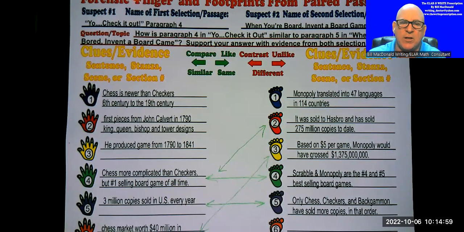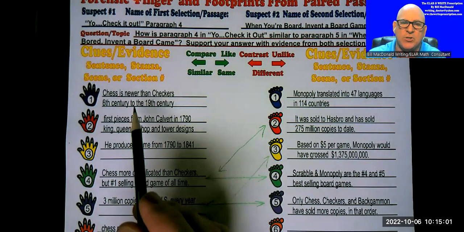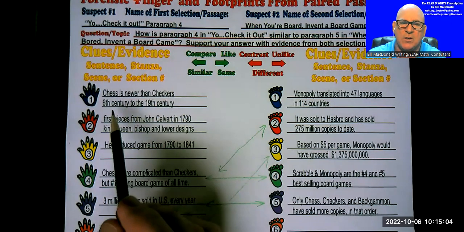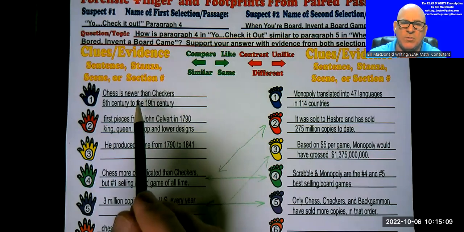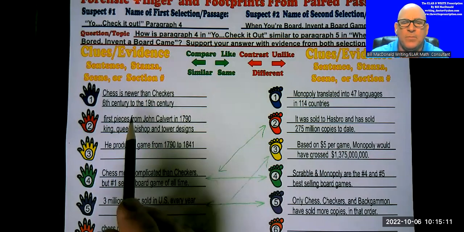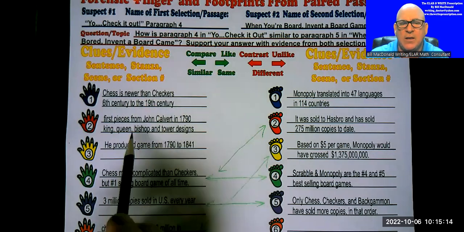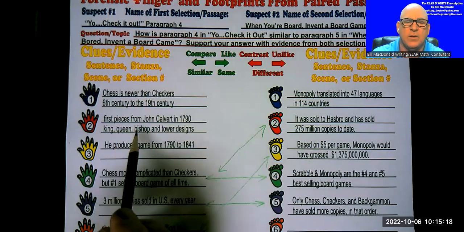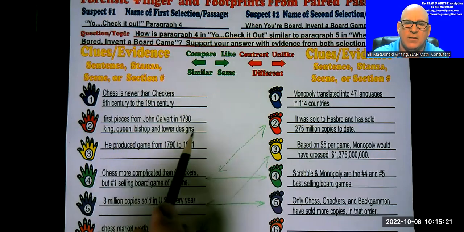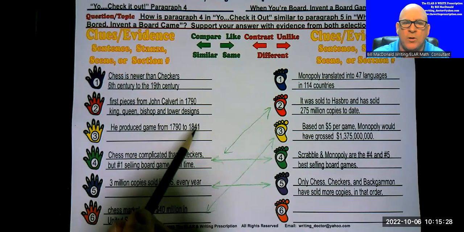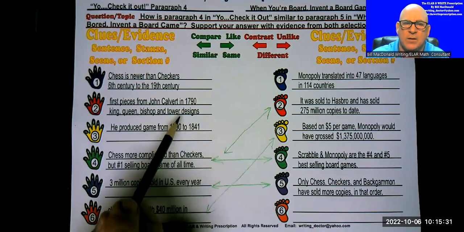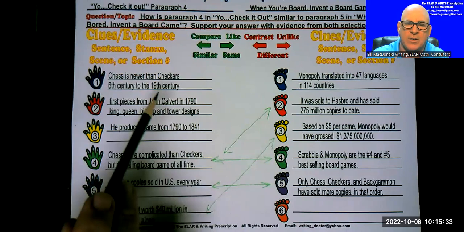Chess is newer than checkers. It's from the 6th century to the 19th century. So they were just comparing chess to checkers. The first pieces were from John Calvert, 1790. He talked about the shape of the king, the queen, the bishop, and the tower, their different designs. He did those games from 1790 to 1841. So the dates, what he did with them, who it was, how new it is compared to checkers.